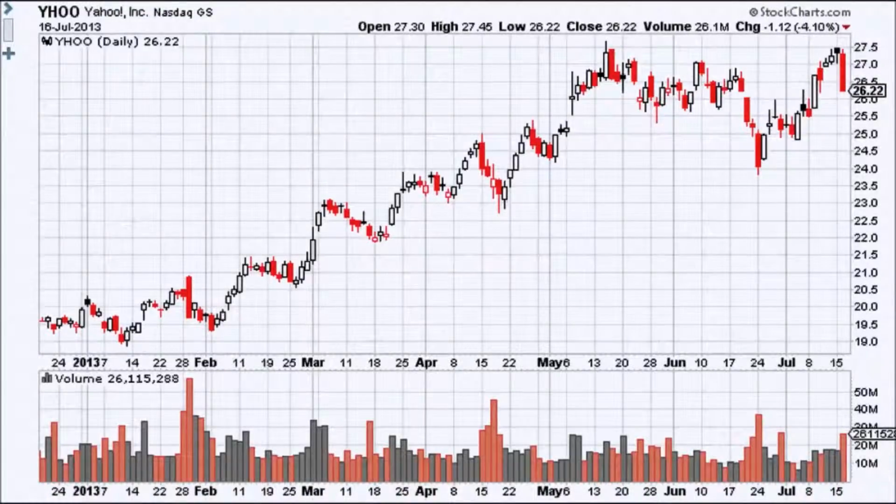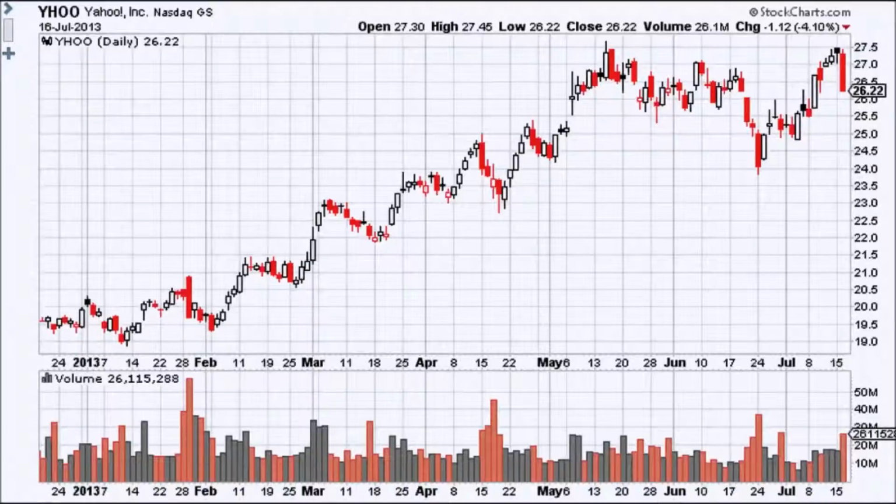Chaikin Money Flow, or CMF, is an oscillator that measures buying and selling pressure over a set period of time. It was developed by Mark Chaikin, who also developed the accumulation distribution line and the Chaikin oscillator. CMF forms the basis for the accumulation distribution line.